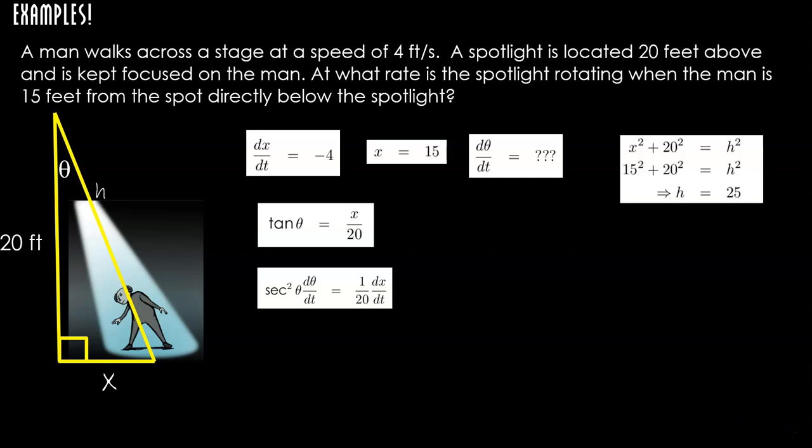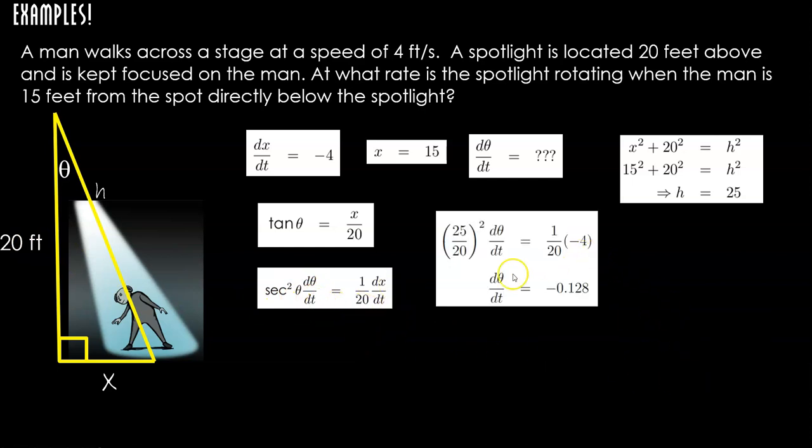I know that x squared plus 20 squared equals h squared. Fill in what I know. So I've got 15 squared plus 20 squared equals h squared. So h is equal to 25. Now if I read the triangle, the secant is 1 over cosine. Cosine would be 20 over 25, but this is secant, so I have 25 over 20, squared, times d theta/dt, and then 1/20th times negative 4. Simplifying this, I get d theta/dt equals negative 0.128.